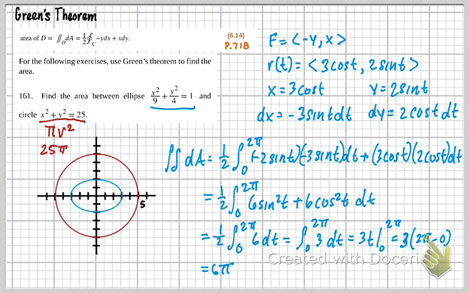So let's put this all together now. So on the bottom here, we have the 25 pi, and we have minus the area of the ellipse, which is 6 pi. So that's going to give us a total of 19 pi. So there's our answer for this problem here, finding the area using Green's theorem.